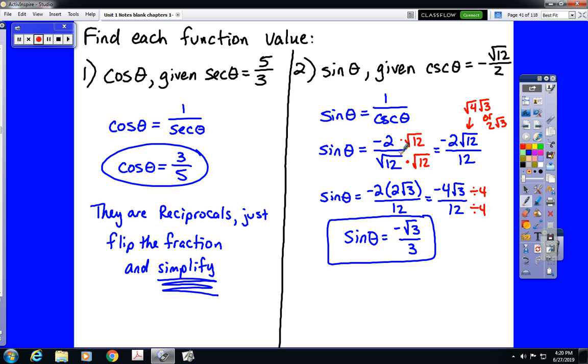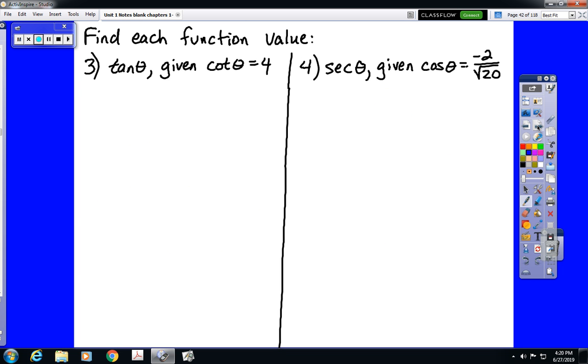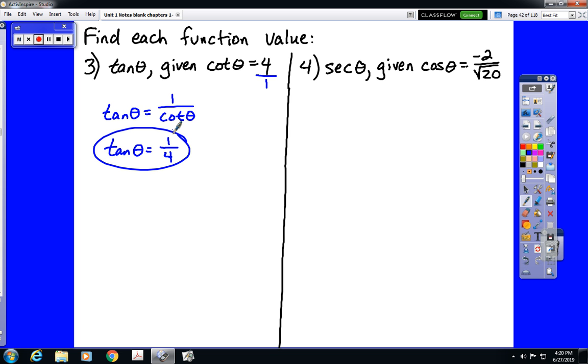So as you can see, there could be some algebra in there that we have to do to simplify our answer. But what it boils down to is these are going to be reciprocals. We're just going to flip the fraction and simplify what's left. So let's do a couple more. Here are examples 3 and 4, and then we'll end this video and start the next piece on a separate video. Find the tangent, given that the cotangent is 4. Well, the tangent is the reciprocal of the cotangent. So in this case, cotangent is 4 over 1, so the tangent is 1 over 4.